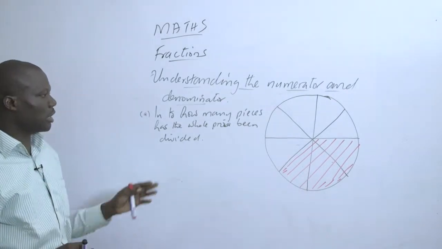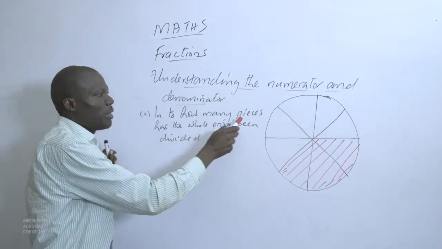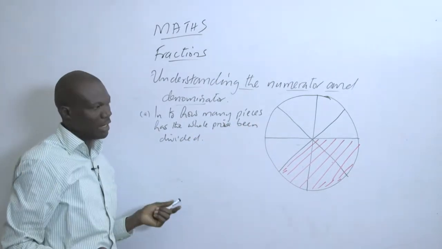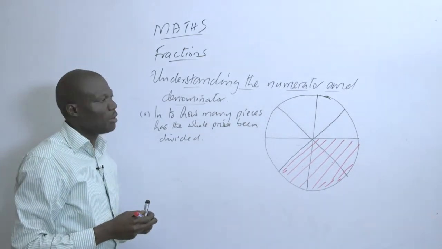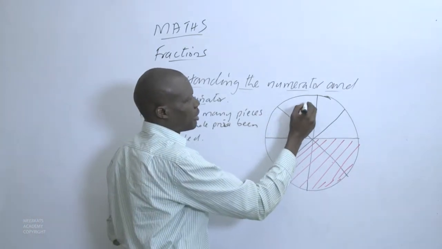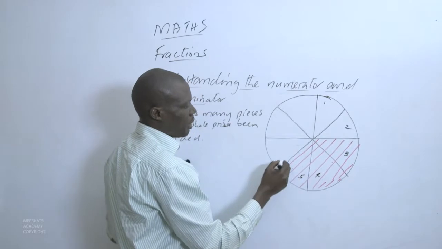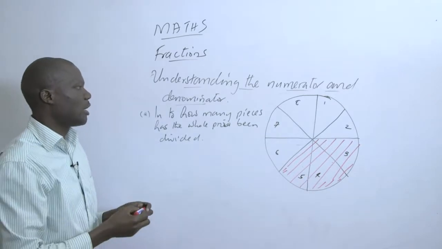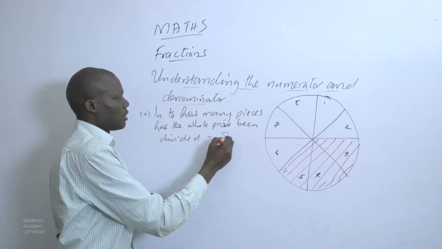So we shall handle each question at a time. This is the diagram. Then the question is asking us into how many pieces has the whole pizza been divided. For that question, count all the number of pieces that pizza has been divided into. And that one you'll notice, if we start from here, this is 1, 2, 3, 4, 5, 6, 7, 8. So we can conclude and say the total number of pieces of subdivision here is 8.